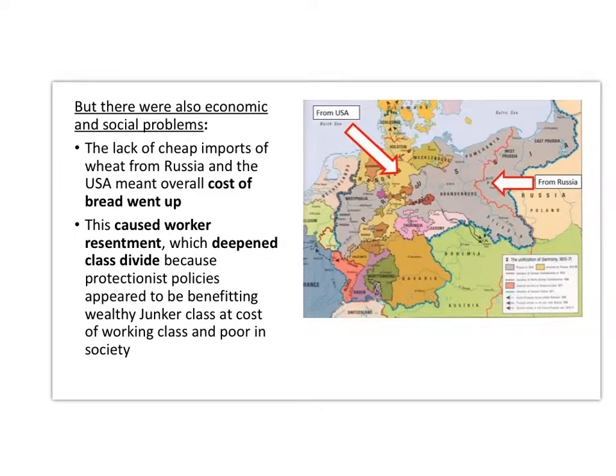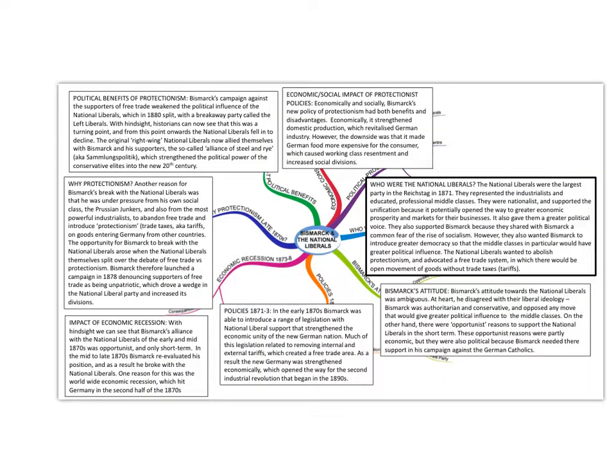But the downside is it caused economic and social problems because the overall cost of bread went up. That caused working class resentment, particularly in the cities. It deepened the class divide. People were grumbling that the wealthy Junker classes were benefiting. So you've got social fracturing, as we call it. Fractures, gaps are appearing in German society. Tensions are appearing. Okay.